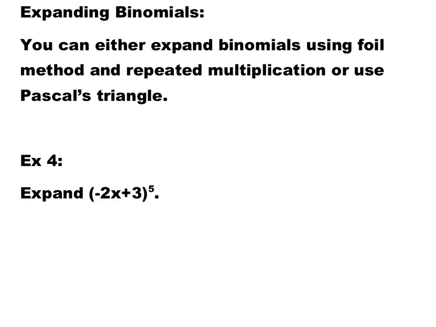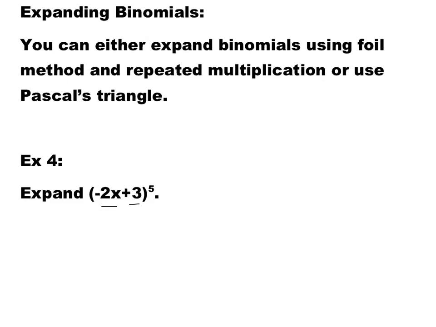The next topic is expanding binomials. First of all, remember a binomial is a polynomial which has two terms. For instance, in our example negative 2x plus 3, there are two terms, negative 2x and plus 3, so this is a binomial. Now, to do the expansion, we can either expand it by repeated multiplication, or we can use a very fast and elegant method which is called Pascal's triangle.